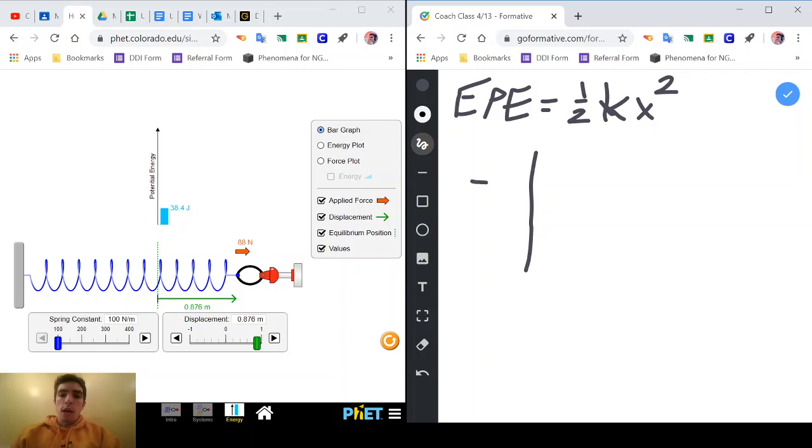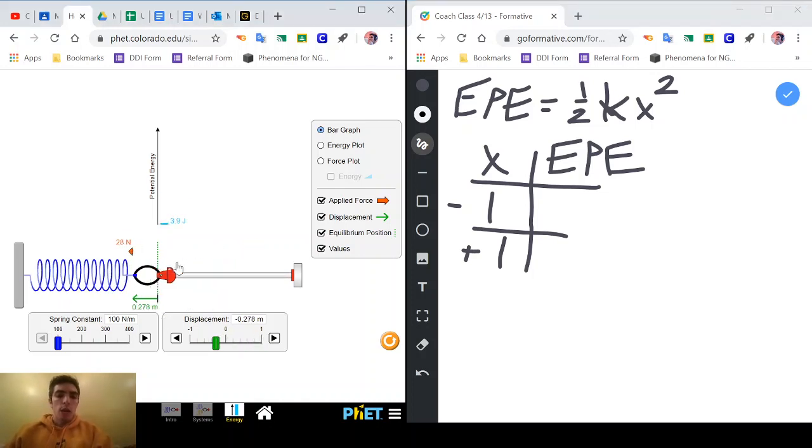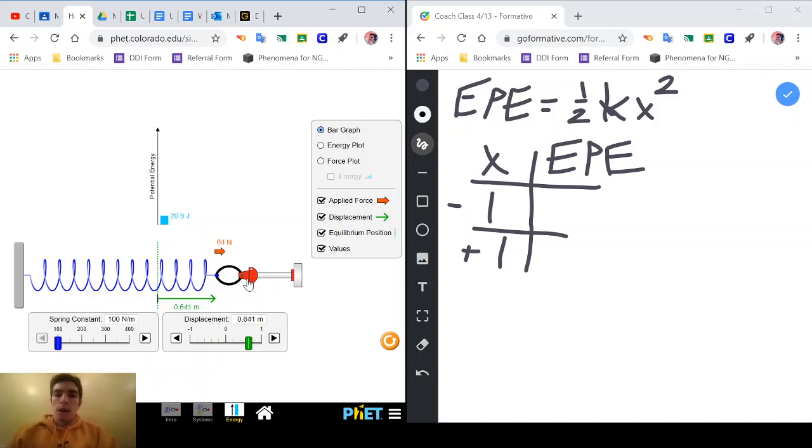To do that, I set up a table in the first problem for a stretch length and elastic potential energy. One of those is going to be, let's say, -1 meter and +1 meter. Then you can use the simulation in both cases to figure out what your elastic potential energy is in each case. If I got, let's say, 10 joules for each, then it seems like maybe the direction of that compression or stretch doesn't matter. If I got two different answers, then I would say yes, the direction matters.